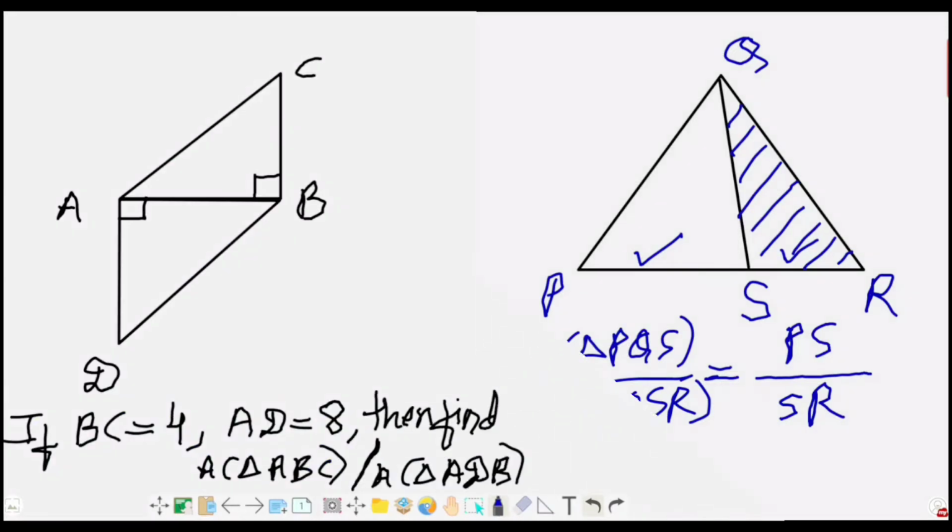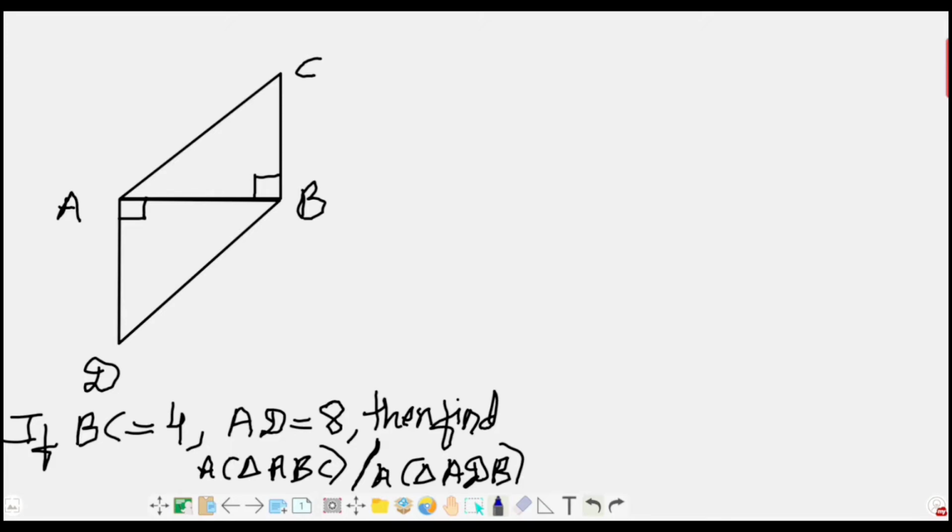Now students, let's solve a sum based on the concept. Here I have taken two triangles. ABC is a right angle triangle, so AB is the base and BC is the height. In the same way, in the lower triangle ADB, AB is perpendicular to AD, so one we can take as base and the other as height. So what we have observed is that this base is the same. So the ratio we can take directly.